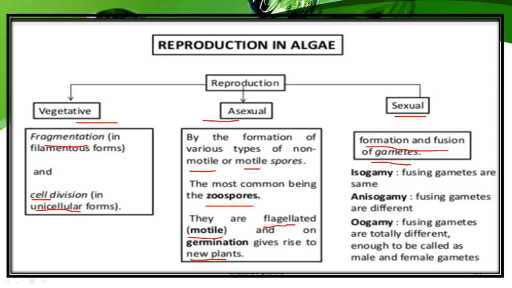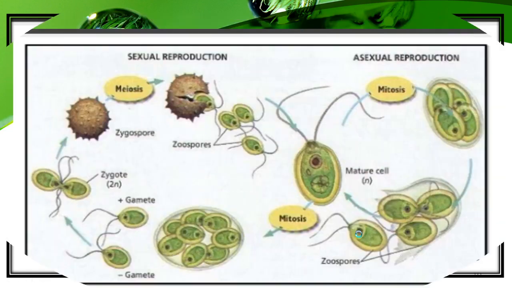This sexual reproduction occurs in three ways. First one is isogamy, second one is anisogamy, and the third one is oogamy. Isogamy is the fusion of gametes that are the same size. Anisogamy means a fusion of gametes of different size, that is one is a small gamete and the other is a large gamete. Oogamous means a fusion of gametes that are distinct enough to be called male and female gametes. The female gamete is non-motile, and the male gamete is a motile one. So that is called oogamy.